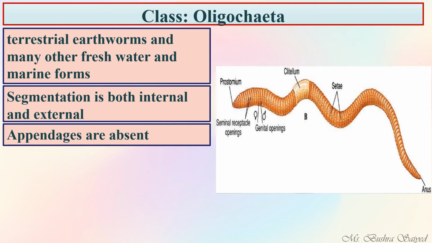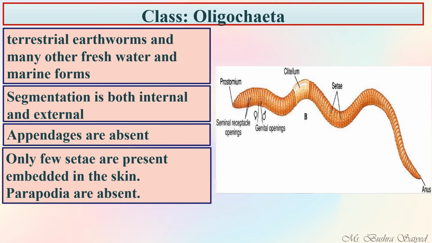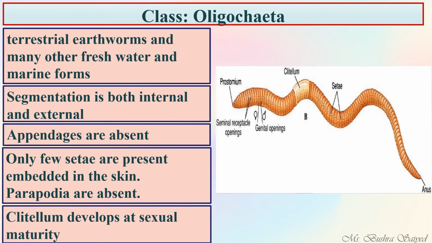Segmentation is both internal and external. There are no appendages in the body. Only few setae are present. Usually setae are considered as appendages as they help in locomotion. But here there will be very few setae embedded on the skin. It means that they are inside the skin. They are not visible very clearly as compared to Polychaeta. Setae are few and parapodia is absent.